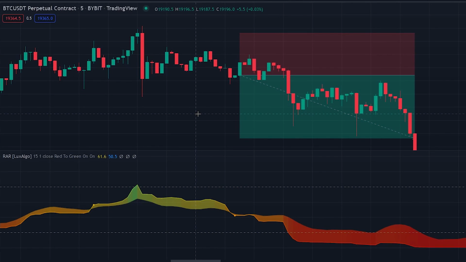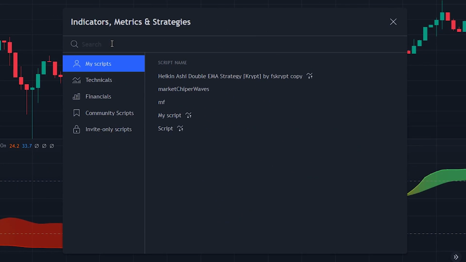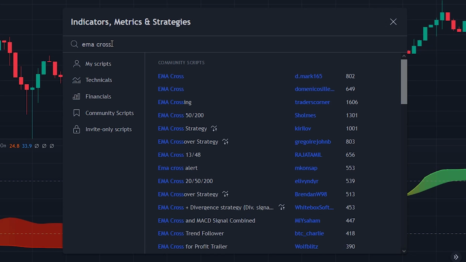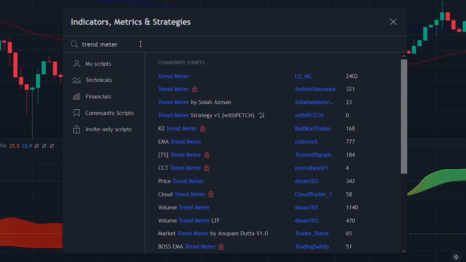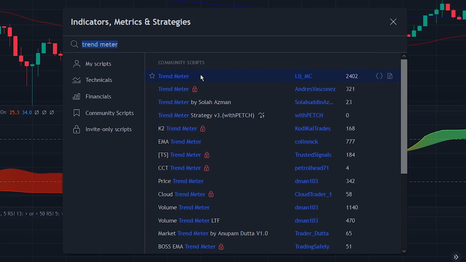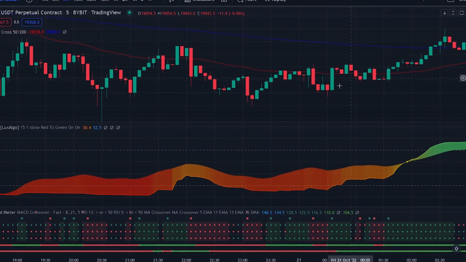Now let's add some other indicators to the chart to optimize the strategy. Head over to the Indicator Search tab and search for the EMA cross indicator. Select the indicator made by Scholz. The last indicator we will be adding to the chart is the trend meter indicator. Search for the trend meter indicator and select the indicator made by LIJ. After adding the indicators to the chart, close the Indicator Search tab.